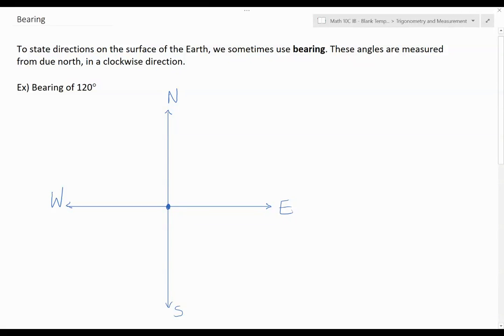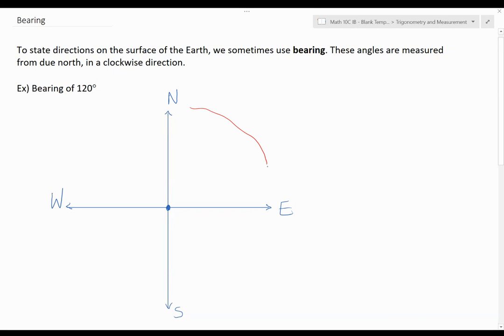In this video, we're going to look at the concept of bearing. Bearing is a way that we can talk about navigation on the surface of the Earth. This would be an angle measured from due north in a clockwise direction. That is the direction that heads towards east first.